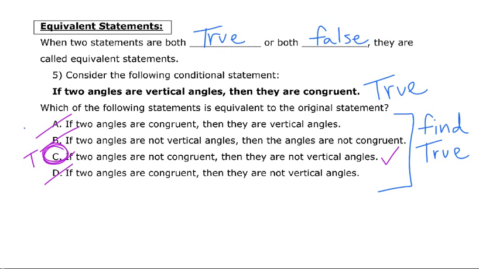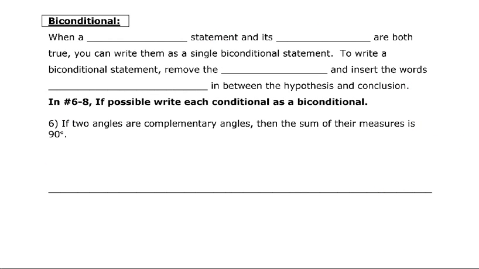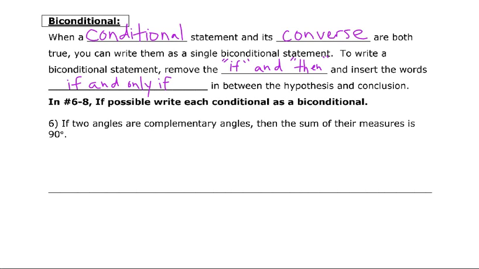A biconditional is when a conditional statement and its converse are both true. You can write them as a single biconditional statement. To write a biconditional statement, you have to remove the if and then insert the words if and only if in between the hypothesis and conclusion. So in place of the then, really you're going to be putting the if and only if, and you're not going to have an if at the very beginning of your sentence anymore.